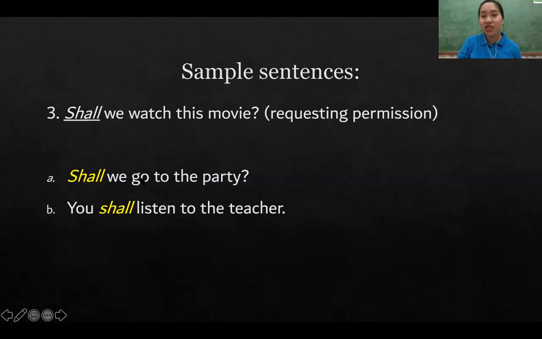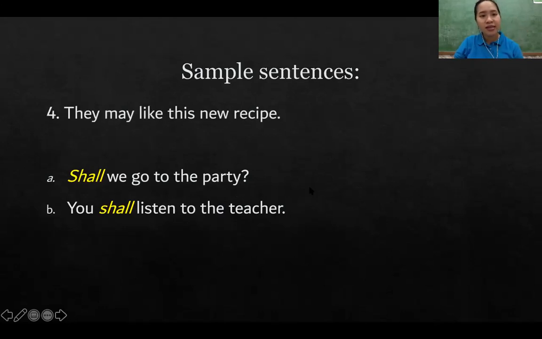Another example, shall we go to the party? Kung ask kag permission. Diba? Ask kag permission. Another, you shall listen to the teacher. Okay? You shall listen to the teacher. Okay? So meaning, dapat ka maminaw sa imong teacher. Okay? Not that you need to ask permission for that, but you have to do it. Diba? You have to do it. Okay. So another, okay, so you have to make 2 examples about this modal in your English notebook. Okay? Next.